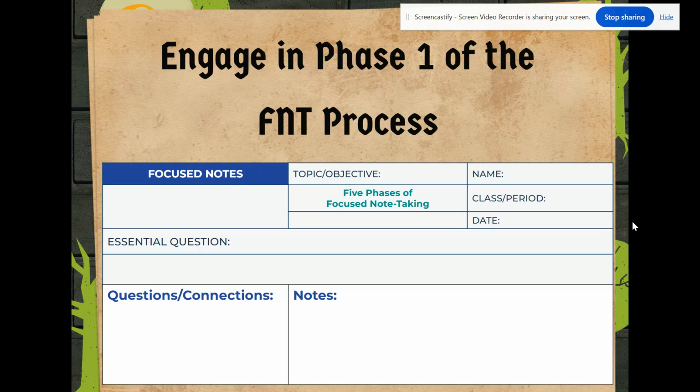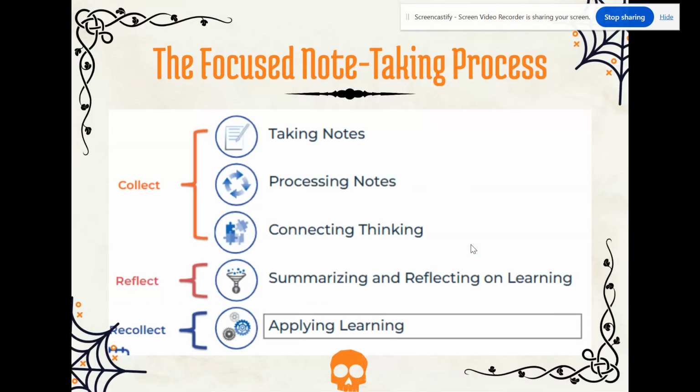Okay, so the first phase of the focused note-taking process, we're going to have sheets like this. I haven't printed them out for you yet, but you'll see them soon. And we're going to talk about the 5 phases of focused note-taking. Here are the 5 phases. We briefly talked about them yesterday. Of course, the very first one is taking notes. After that, we're going to process our notes, connect the thinking, summarize, and then apply the learning.